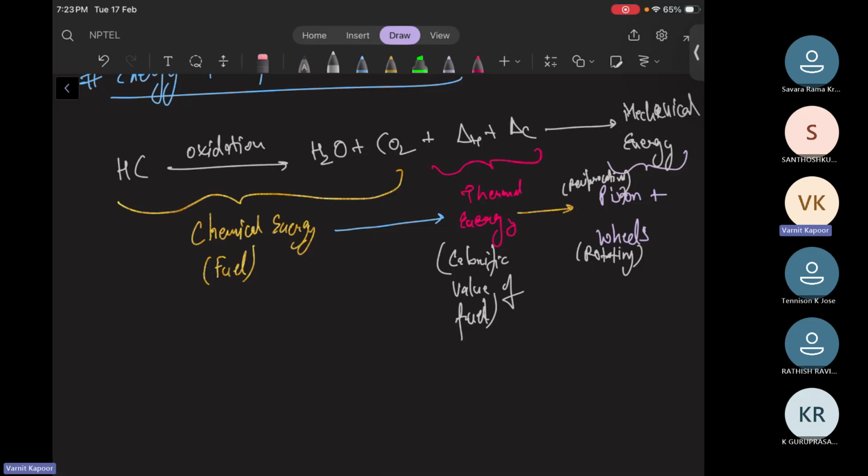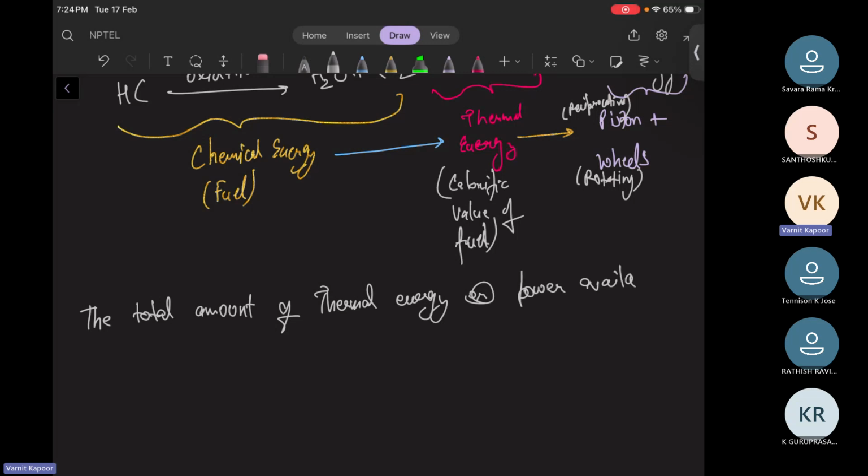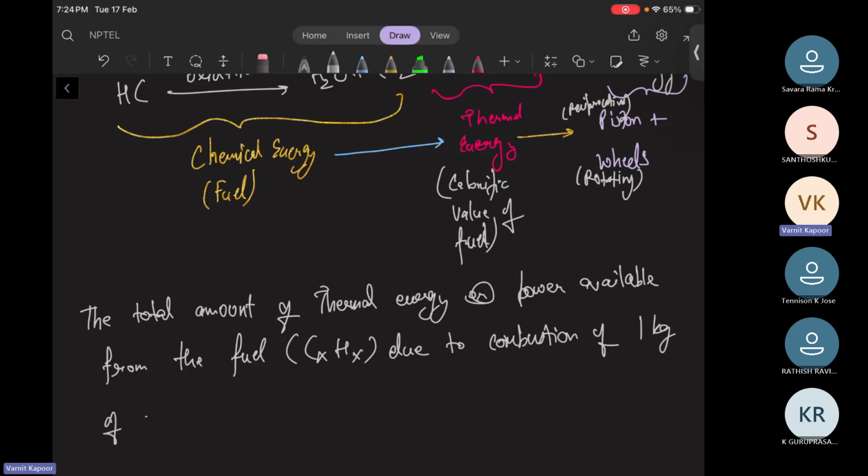Let me write one point here. The total amount of thermal energy or power available from the fuel, that is your CxHy, your hydrocarbon, due to combustion of 1 kg of fuel mass is termed as calorific value. Okay. Now let's do the time analysis.